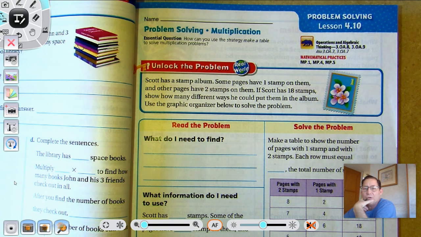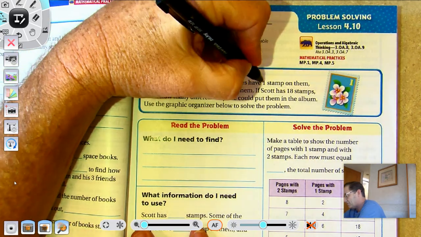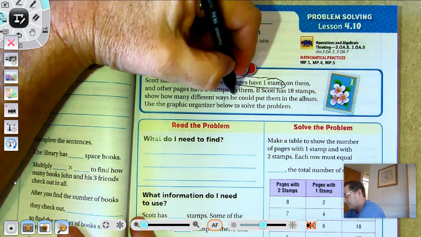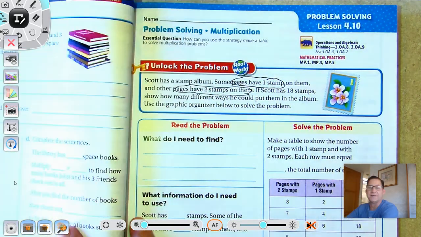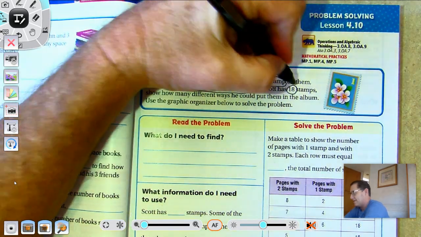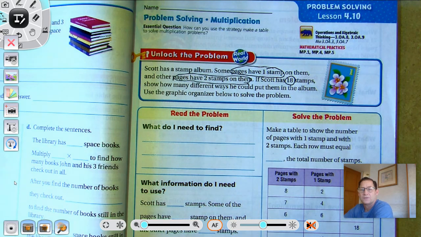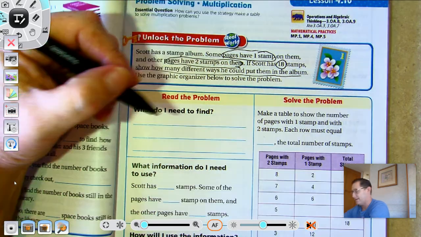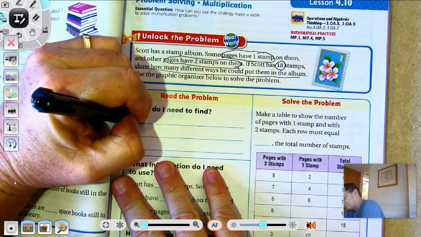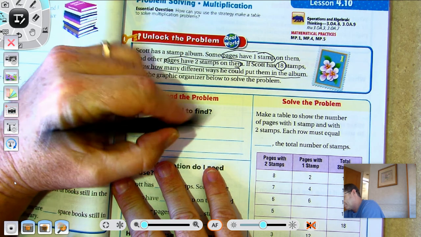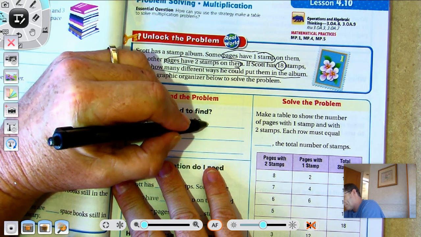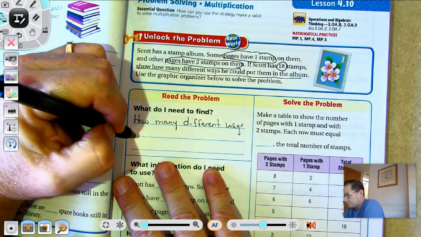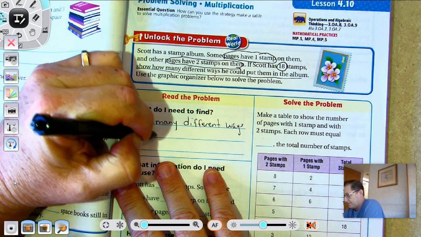So what information do we know? We know that some pages are going to have one stamp. Other pages will have two stamps. And he has a total of 18 stamps. So how many different ways could he put them in the album? All right, so what do I need to find? How many different ways the stamps can be arranged?